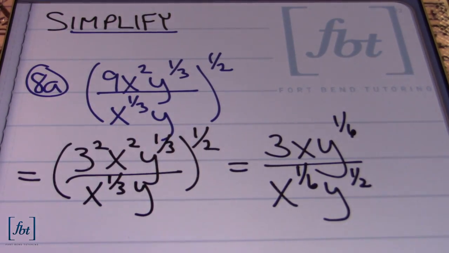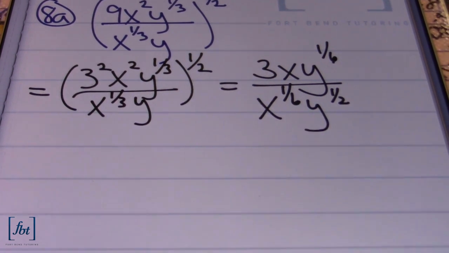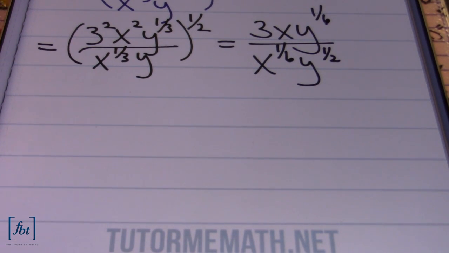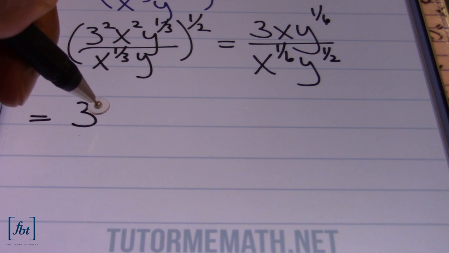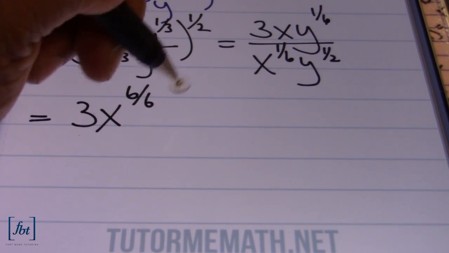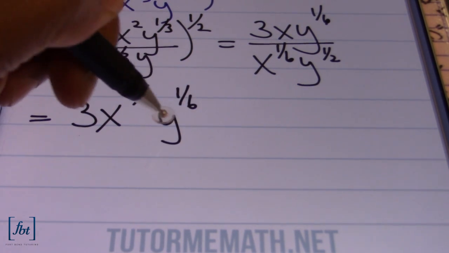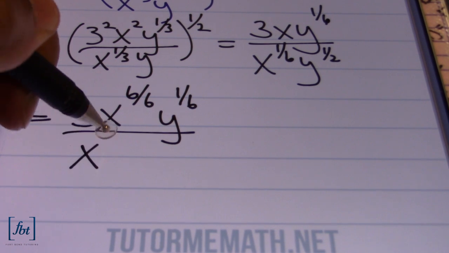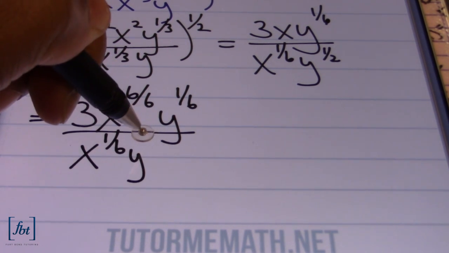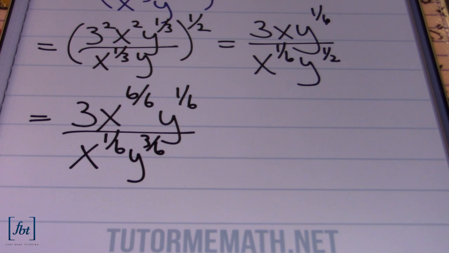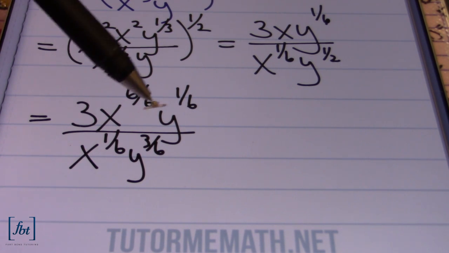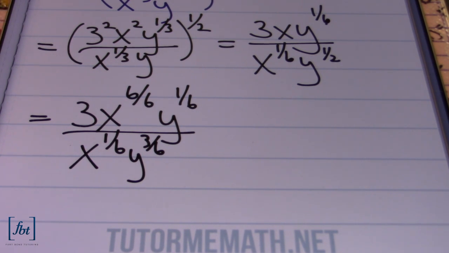All right. Because we'll be charged with simplifying this, we need to ensure that we subtract the exponents on our like bases. So what we'll do here is we'll say that this is 3x to the 6/6, y to the 1/6, divided by x to the 1/6, y to the 3/6. All right. So what I did here is I ensured that all of my variables had a common denominator with their exponents, and I found their equivalent fractions from there.